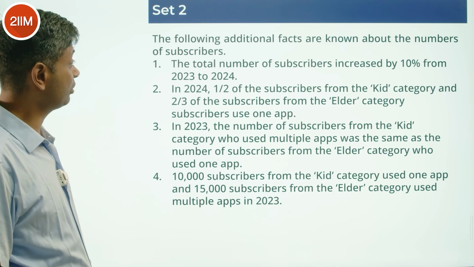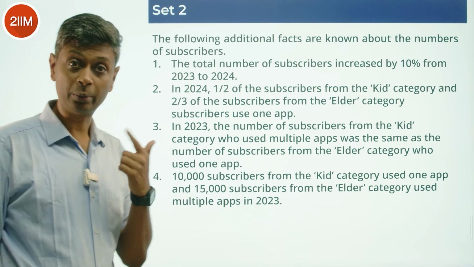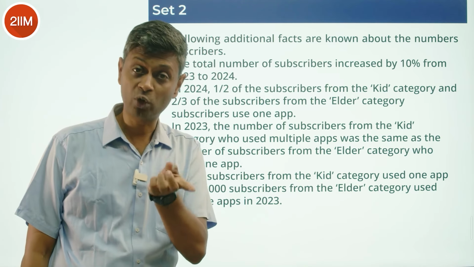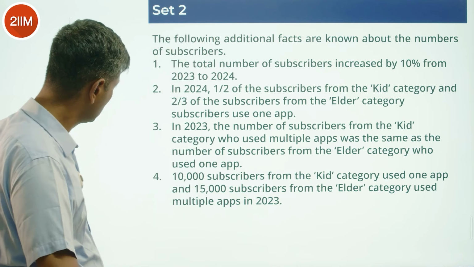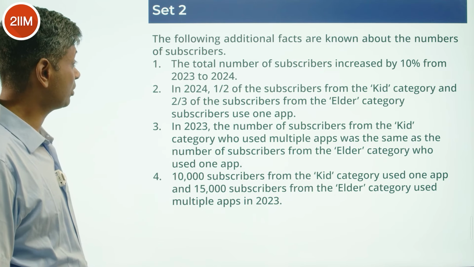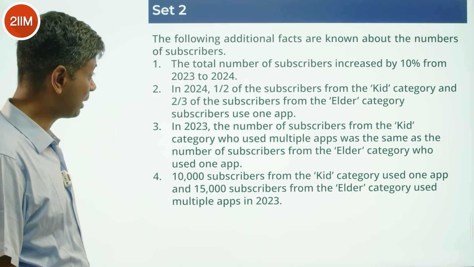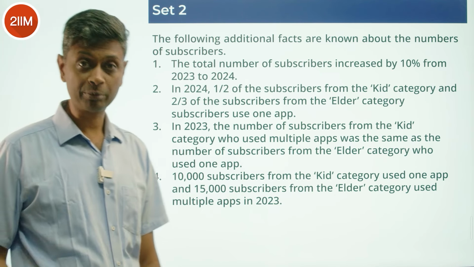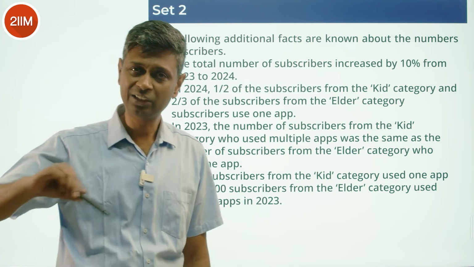The total number of subscribers increased by 10% from 2023 to 2024. Nice, 2023 is X, 24 will be 1.1X. In 24, half the subscribers from the kid category and 2/3 of the subscribers from the elder category use one app. Others use more than one app.